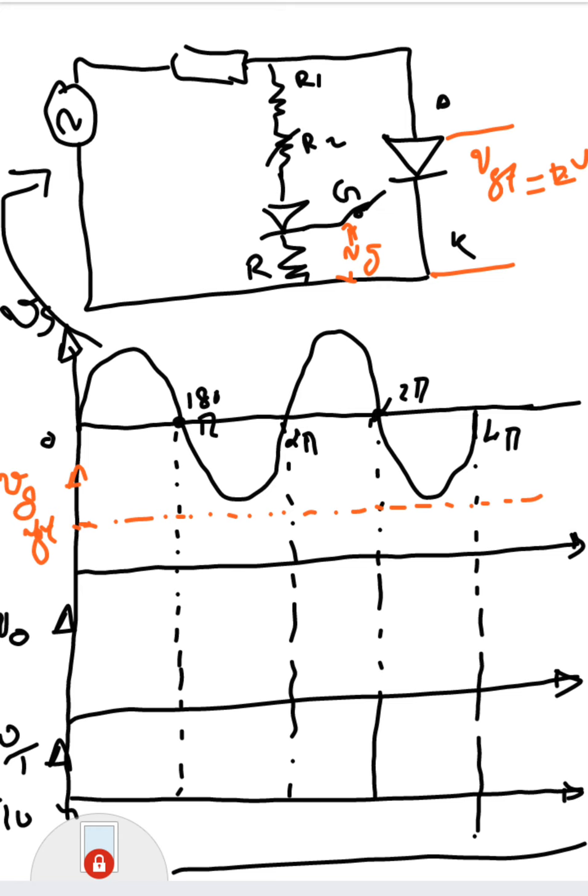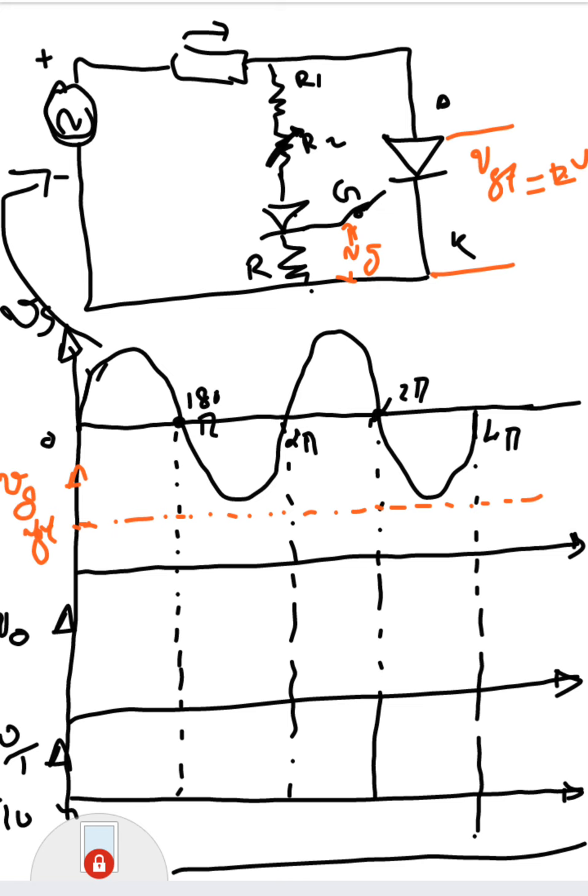Okay, now the circuit working is this. Assume that R2 is in a particular position. During the positive half cycle of the supply voltage, plus here, minus here, the current flows through this supply voltage, the load, R1, R2, the diode will be on, and this R.